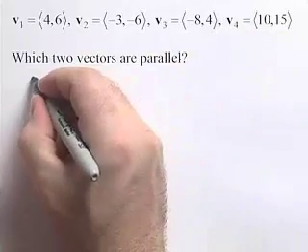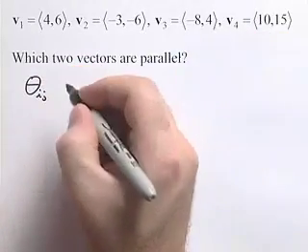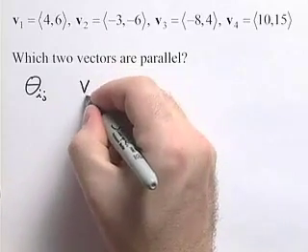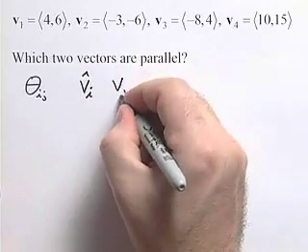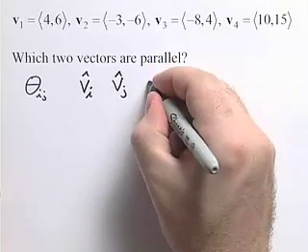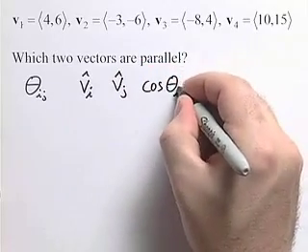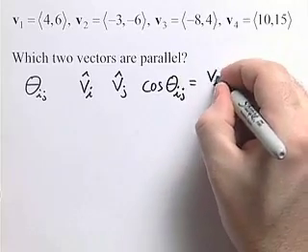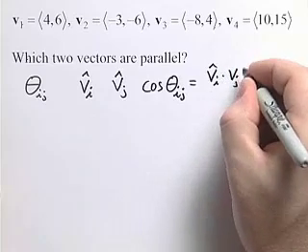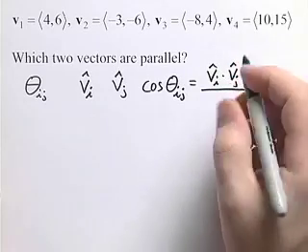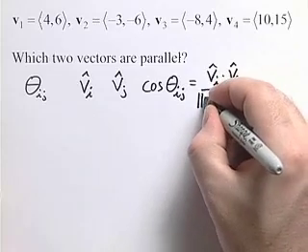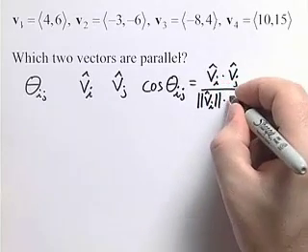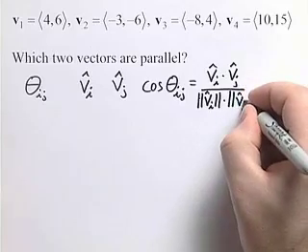Here we're given a set of vectors, and we're asked to determine which of the two vectors are parallel. We need to recall that if we have an angle theta_ij, the angle between vectors v_i and v_j, then the cosine of theta_ij is equal to the dot product of vector i and vector j, divided by the magnitude of vector i times the magnitude of vector j.